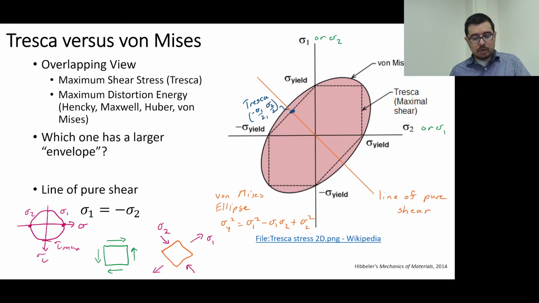We talked about the line of pure shear already and where they are. In Tresca, it's at minus sigma 1 over 2, sigma 2 over 2, like that. And here it's at sigma 1 over the square root of 3, comma negative sigma 2 over the square root of 3.